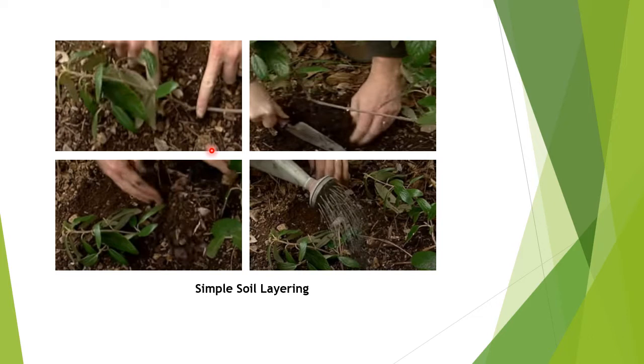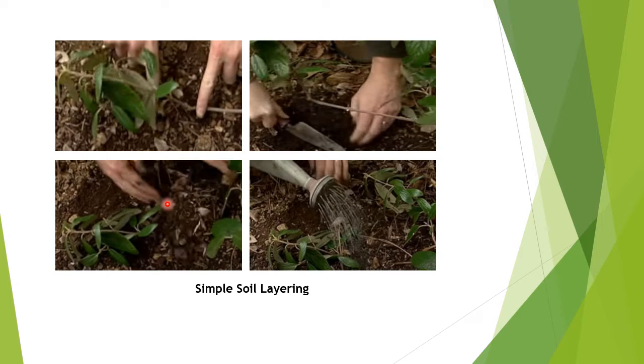Suppose this is the lower branch. You are taking the lower branch here. You are making a depression in the soil by removing the soil here. And then you are putting a peg so that it remains firmly attached, in contact with the soil.